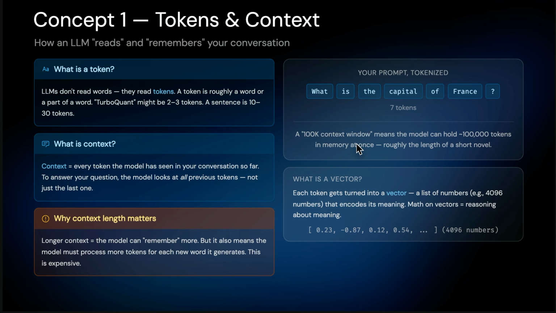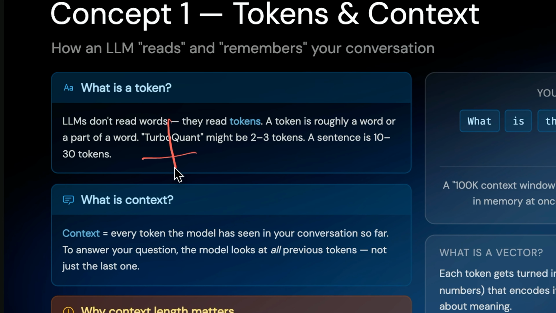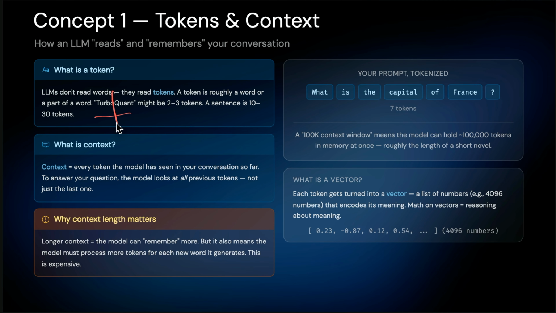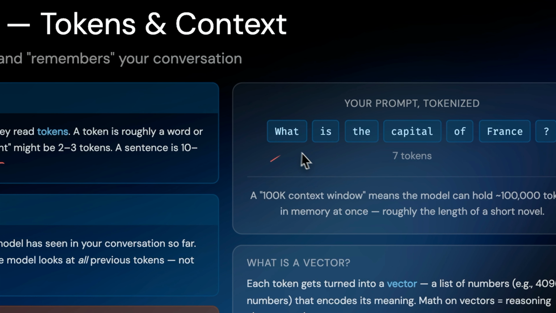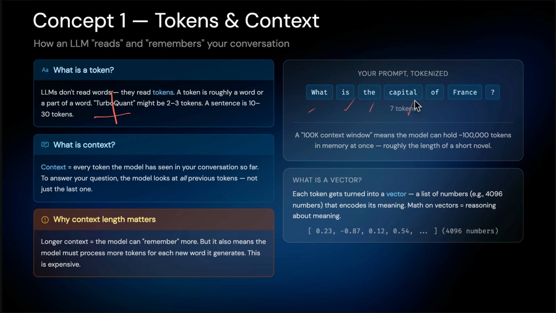So what is a token? LLMs don't read words, they read tokens. For example, consider TurboQuant. Now this might be 2 or 3 words, right? Or else consider the sentence, what is the capital of France. Each of these words can be considered a token. So this is how an LLM reads words.